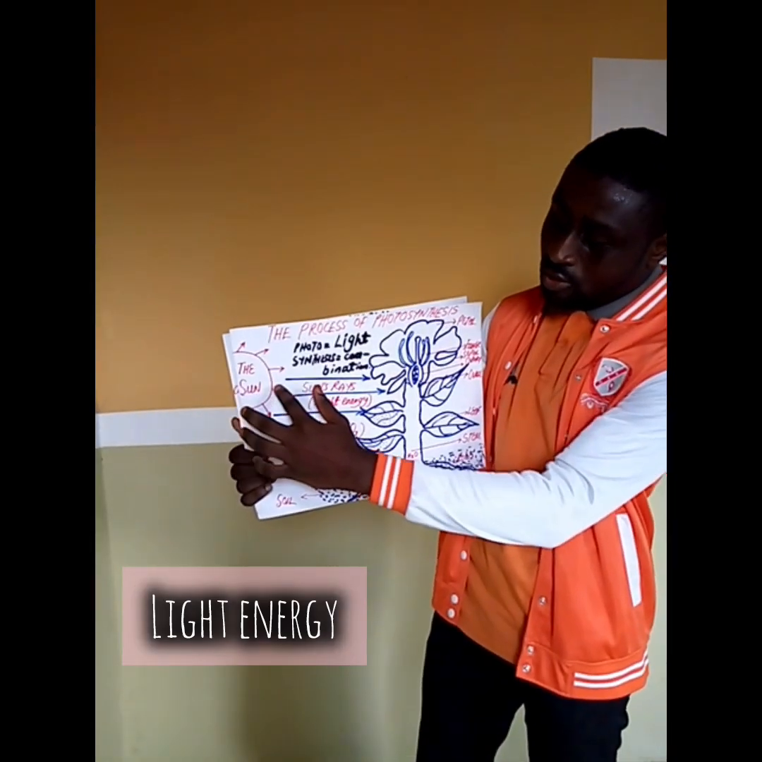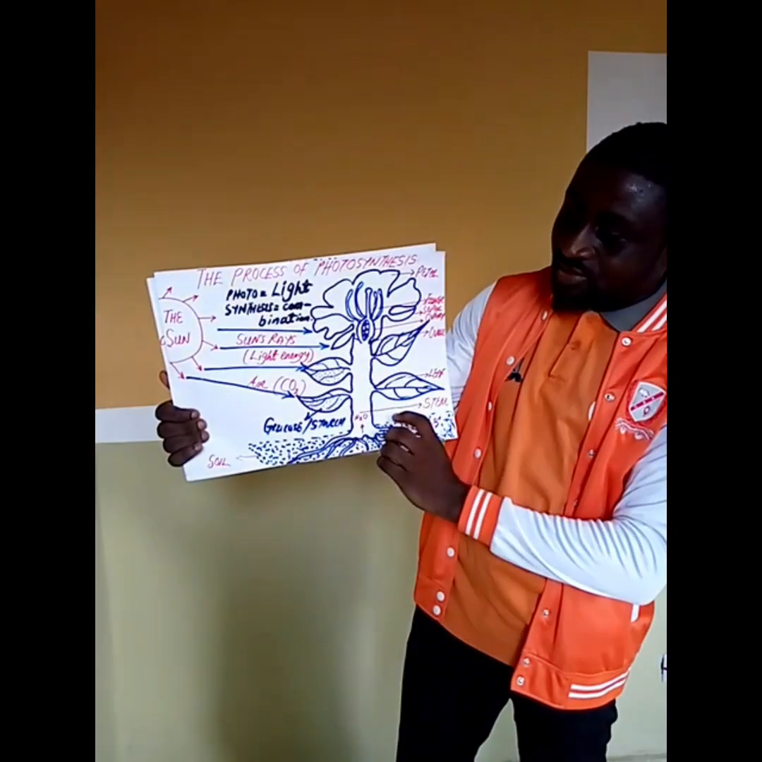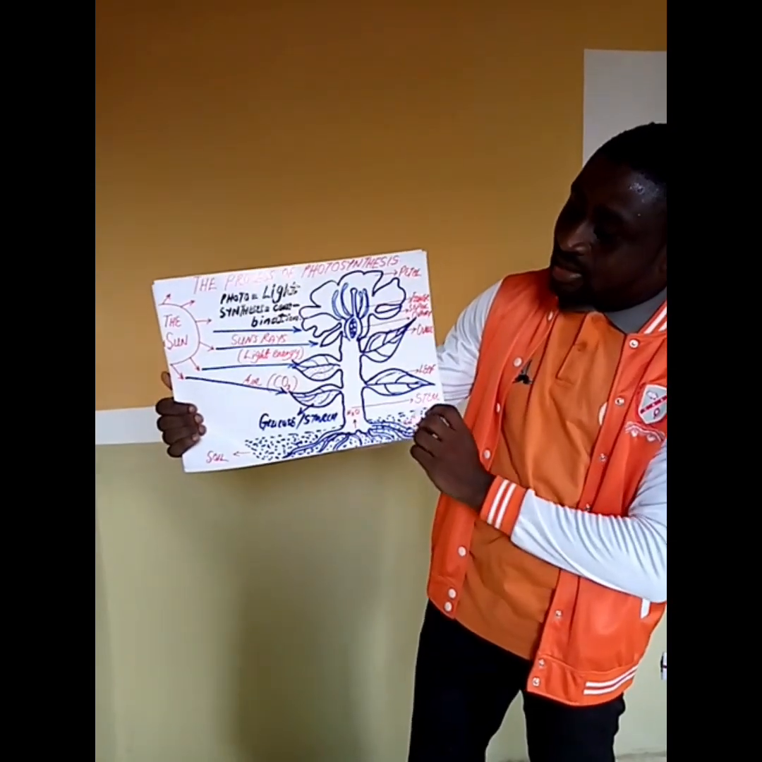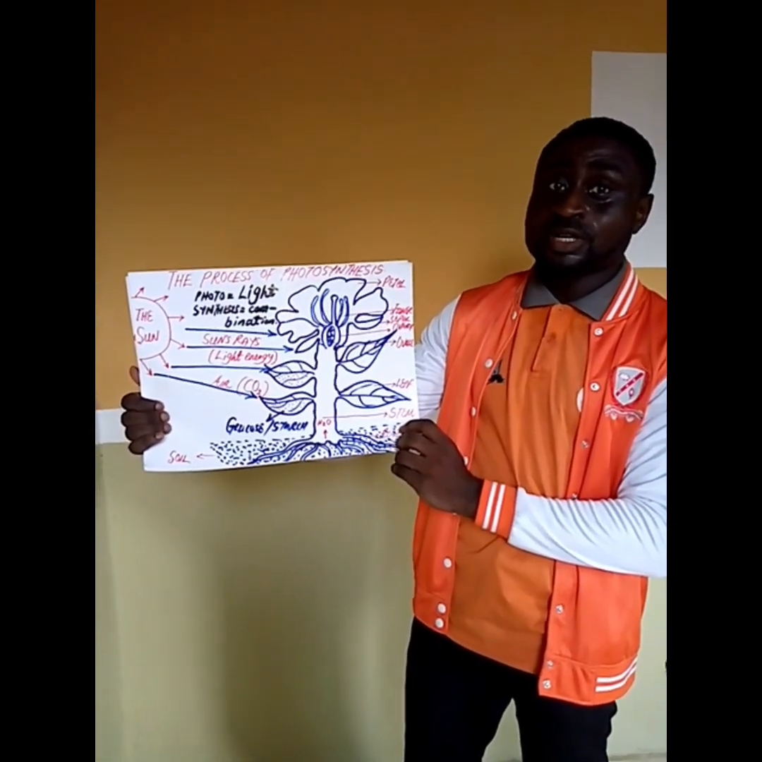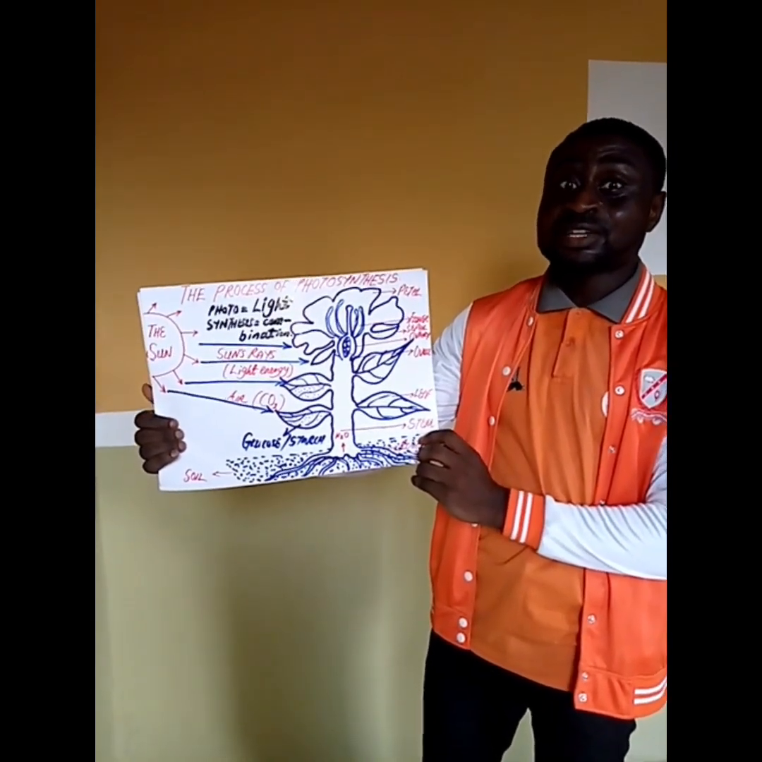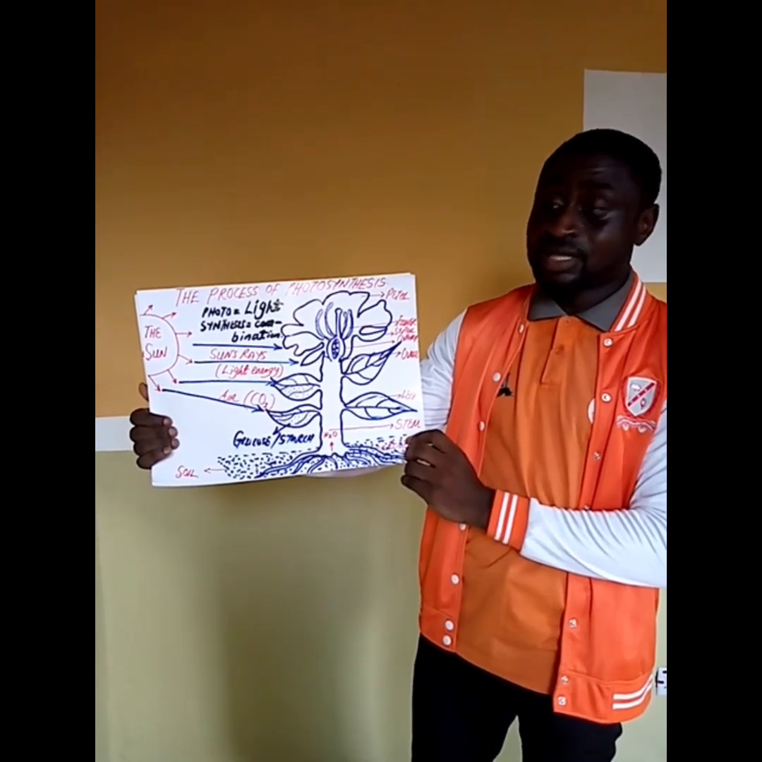Light from the sun falls on the plant. As you can see here, the sun's rays and the light energy fall on the plant, and the leaves perform a very special function of capturing and storing that energy in a pigment called chlorophyll. It is a green colored pigment that makes leaves have their green characteristic color.